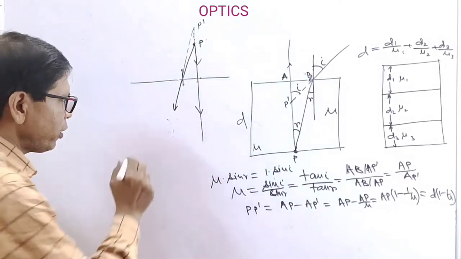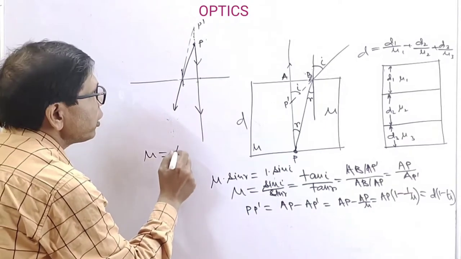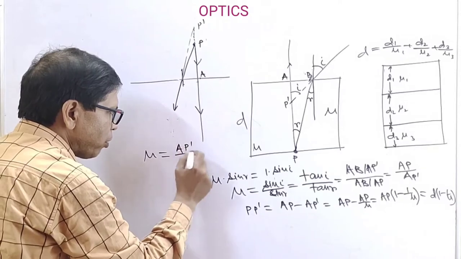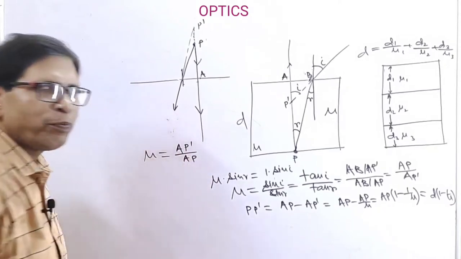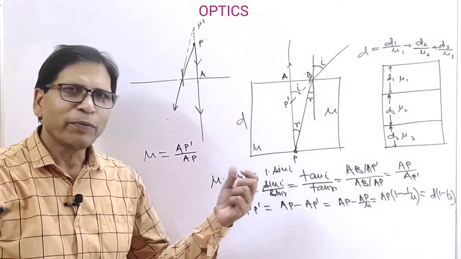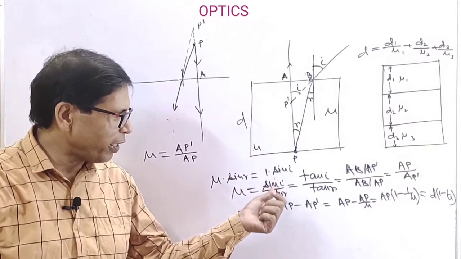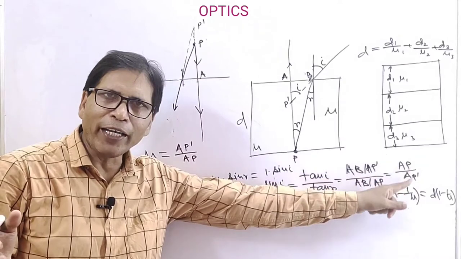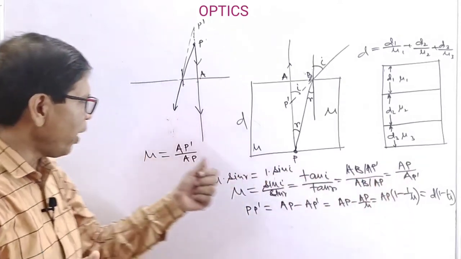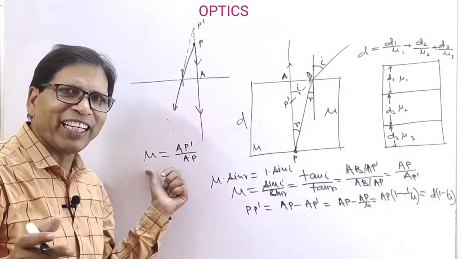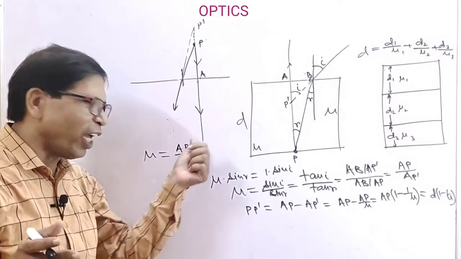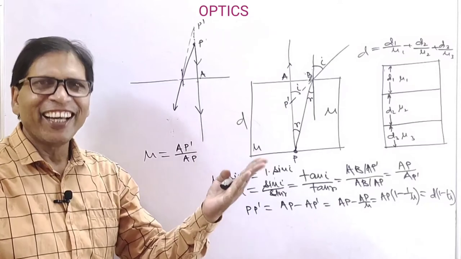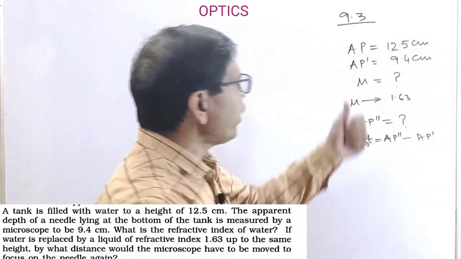So in this case, suppose this is A, mu becomes AP dash by AP. If the observer is in the rarer medium, then mu equals real depth by apparent depth. If the observer is in the denser medium, then mu equals apparent height by real height. Understood? Next.